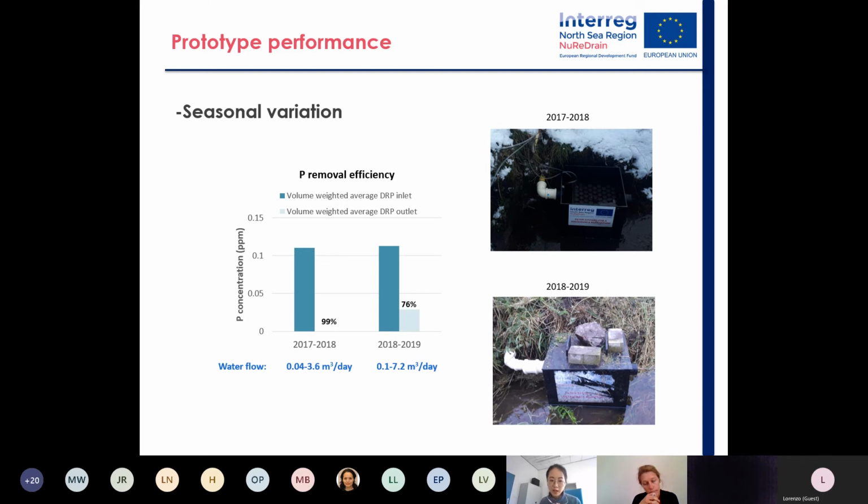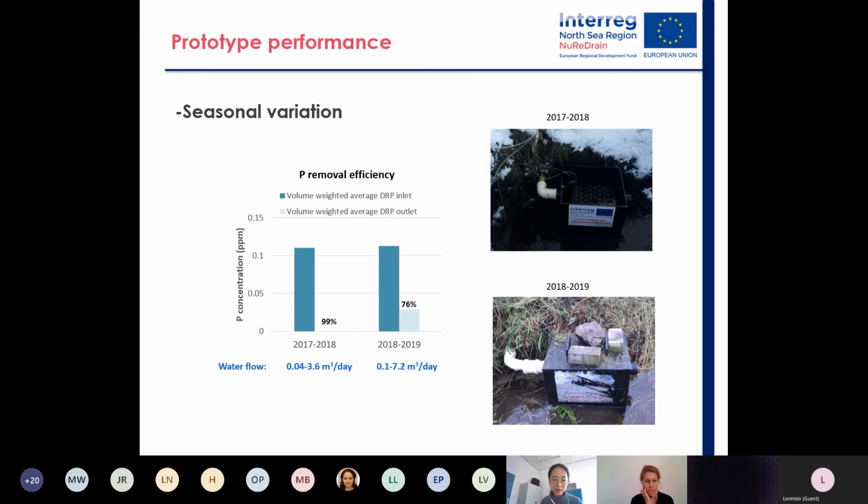The 2 bars, the dark blue and light blue, represent the P concentration of inlet and outlet. Here, I only present the DRP because dissolved reactive P makes up most of the total P in the drainage water in Flanders, which is more than 90%. This is a different case from Germany and Denmark. So I only present the DRP here.